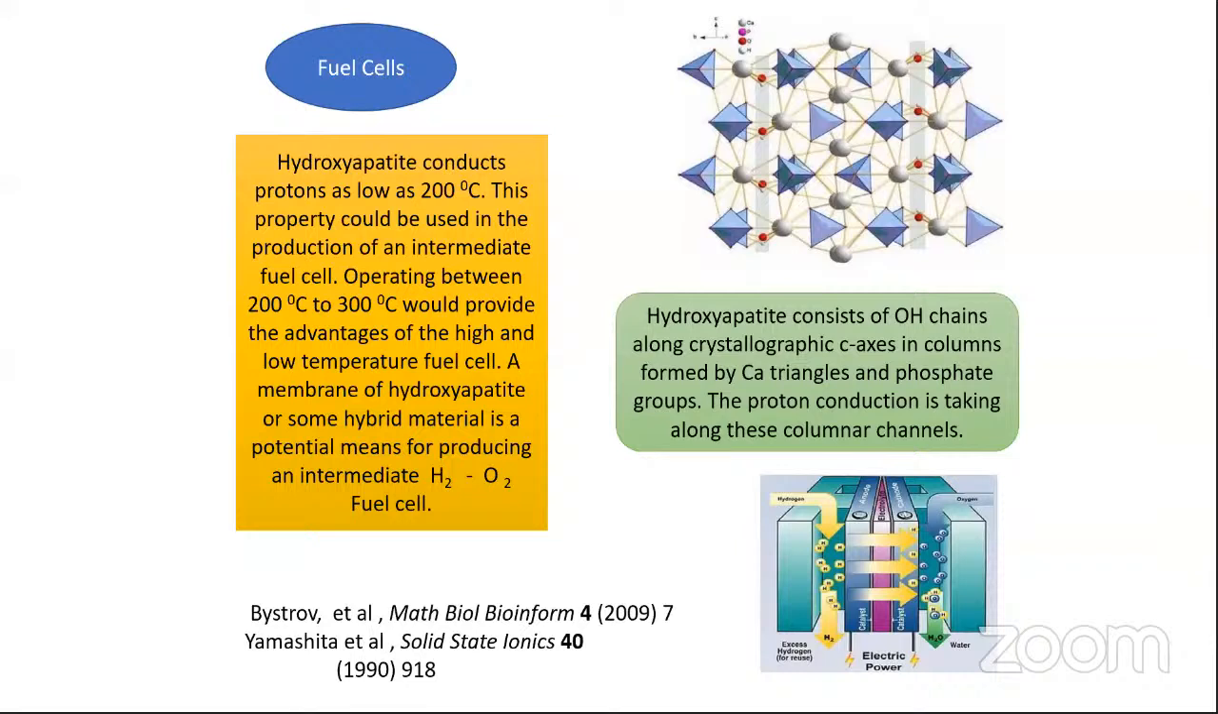Hydroxyapatite consists of an OH chain of ions along the crystallographic C-axis in a column formed by calcium triangles and phosphate groups. So these are the calcium triangles and phosphate groups. So this is the channel. It is highlighted over here. This is the channel, and the proton conduction is taking place along this columnar channel. So that is why hydroxyapatite is a promising material for the fuel cell.